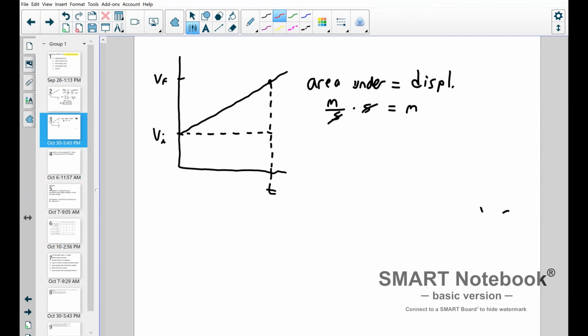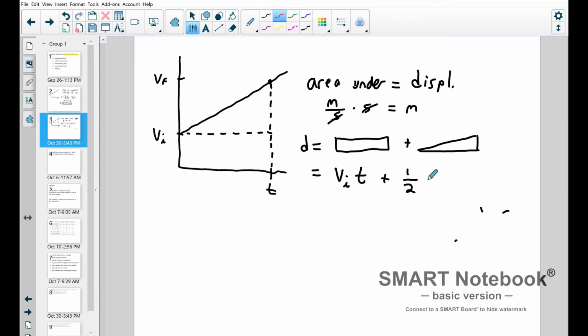So I'm going to do the same thing where I use these general symbols. I'm going to just draw this to remind myself I have to deal with the rectangle and I have to deal with the triangle. So my rectangle is easy. It has a height of Vi and a base of t. And my triangle, my formula for the area of a triangle, 1/2 times the base times the height. And like the slope from last time, this is going to be Vf minus Vi.